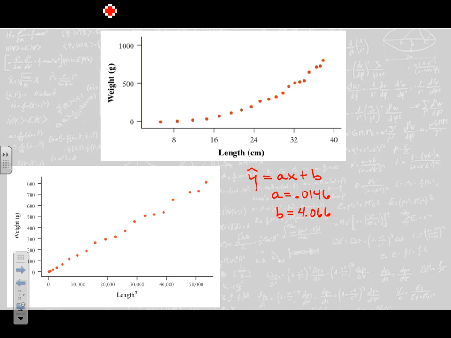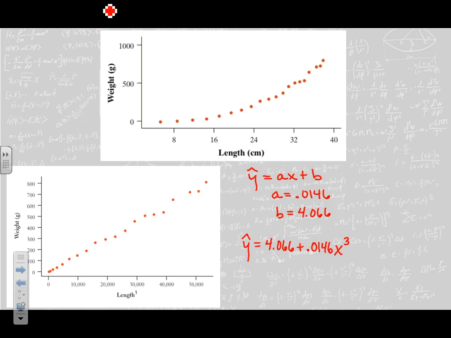Now, here's what we have to be careful with. When I create these on the calculator, what we're used to is just y compared to x. But this time, we're comparing y to x cubed. So when I write my equation, I'm going to say y hat is equal to, and if we write it in the way we normally write it with the y-intercept first, 4.066 plus 0.0146 times x cubed. I'm no longer relating x to y, so I'm not going to have something times x.